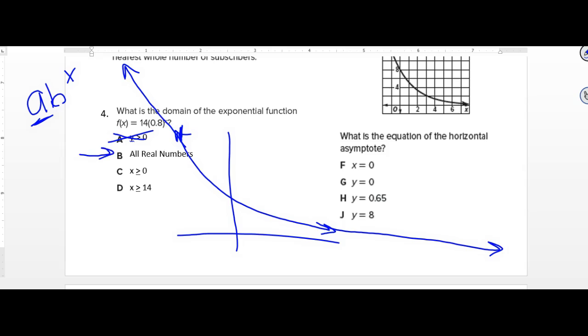Just to make sure, choice C, x is greater than or equal to 0, that tells me it stops right here and goes greater than 0. Well, this graph clearly doesn't because it goes to the left into quadrant 2. D says x is greater than or equal to 14. Well, 14 is way over here somewhere. They're just throwing that in there because 14 is in the problem, thinking you might choose it. It is all real numbers.